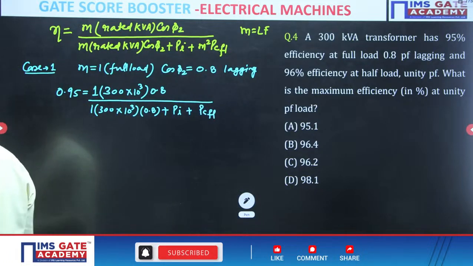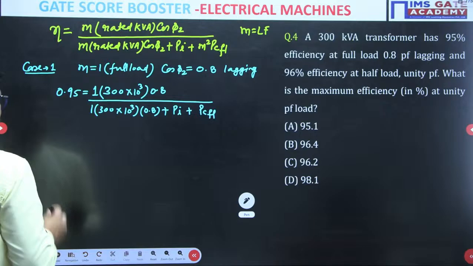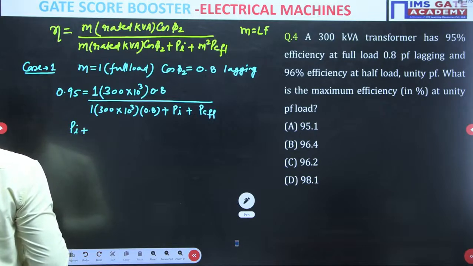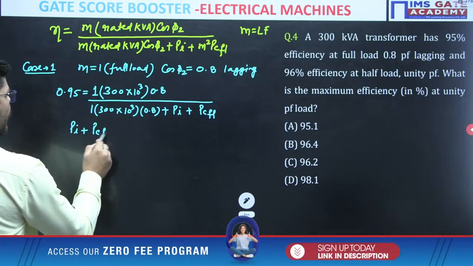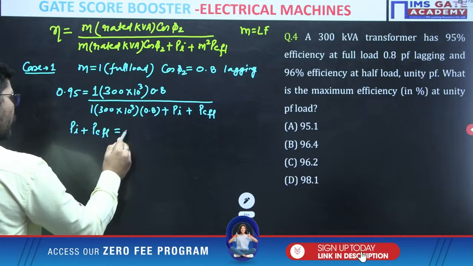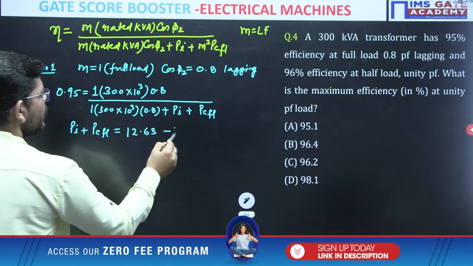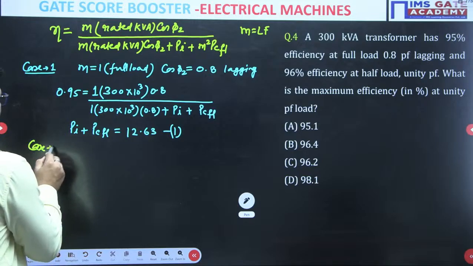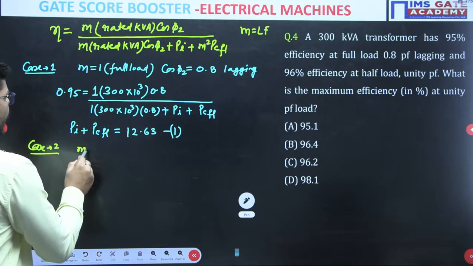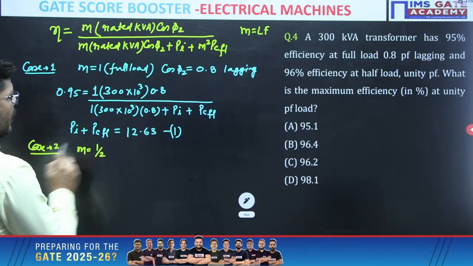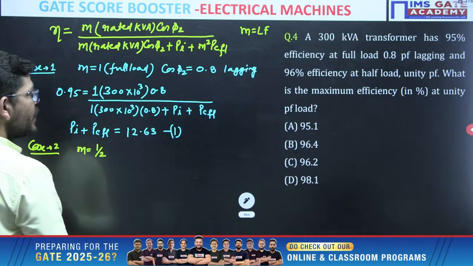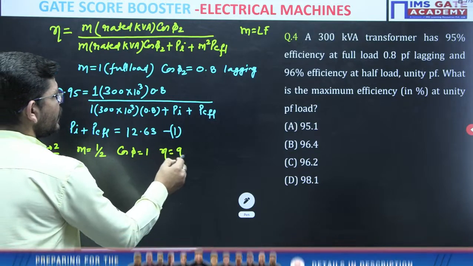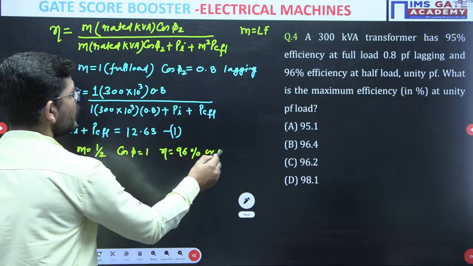That equation is Pi plus PCFL, that you will get around 12.63. Let me call this equation number 1. Okay. Now under case 2, the load factor is given as half, M is 1 by 2, and the power factor is given as 1, and the efficiency is given as 96% or 0.96.